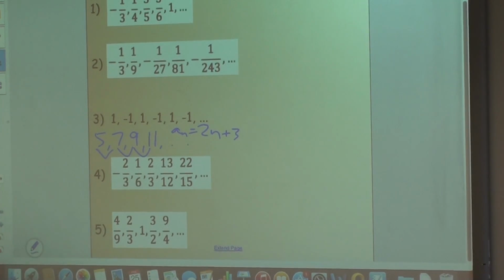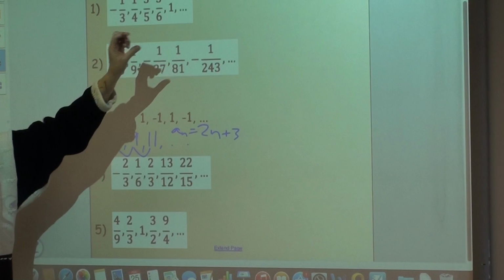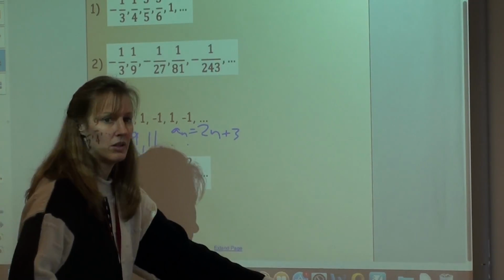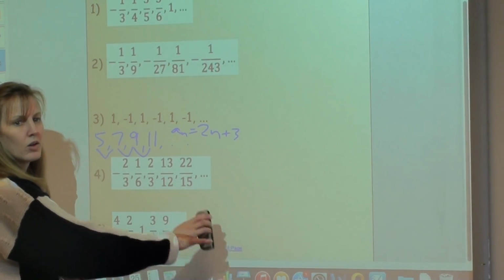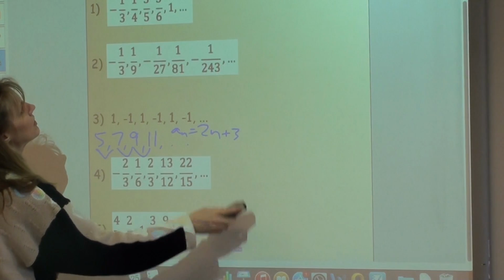That's for arithmetic sequences. Sometimes you can look at just the tops and just the bottoms and think of them as two separate arithmetic sequences. So you can have one sequence for the numerator and a sequence for the denominator. Or you could look at the whole numbers and think of it as an arithmetic sequence. What was your question? No, we'll just keep going. Okay.